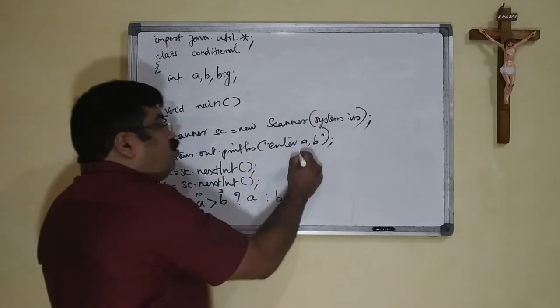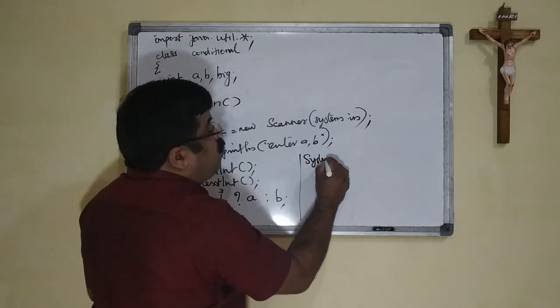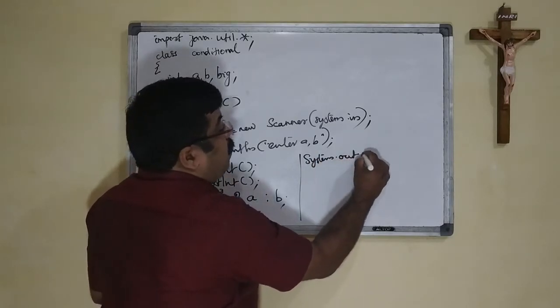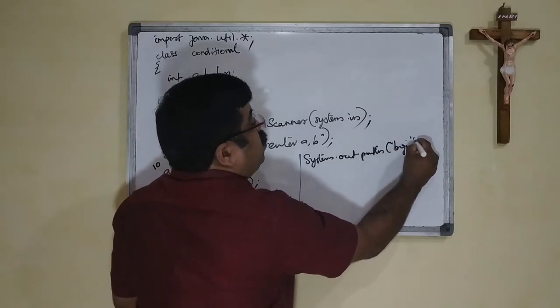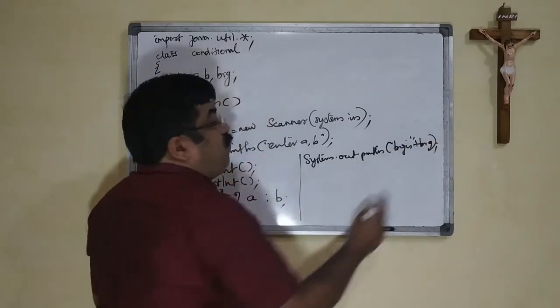And then we have to display it. Give System.out.println, big is, plus the value of the variable big.